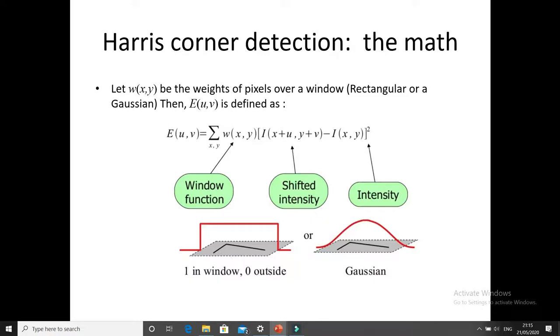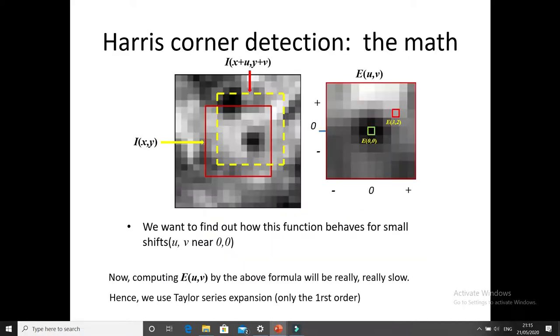And here what we do is we get some error value. We take some window and its shifted version of the window and take the error, and the window is defined by W(x,y). Let's illustrate it more graphically.